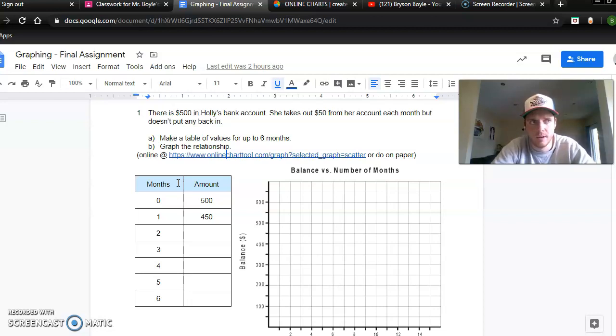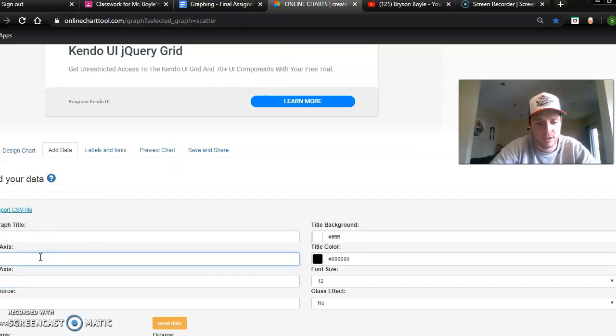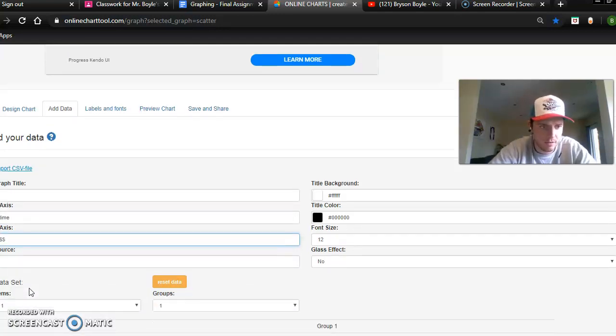So kind of think of it this way. The more time that passes, the less money is in your account. So is the money in your account dependent on the time that passes, or the time that passes dependent on the money in your account? The first one, right? The more time that passes, the less money is going to be in there. So the time is independent and the amount of money in your account is dependent. So I would put x-axis, independent variable, that is time or months. Y-axis is the dependent variable, that is money in your account.